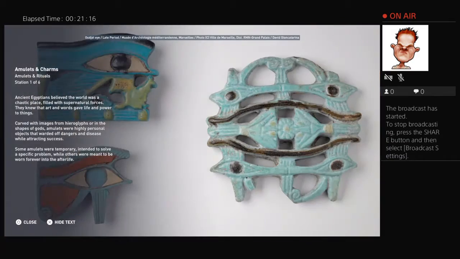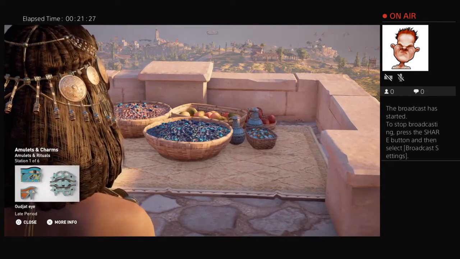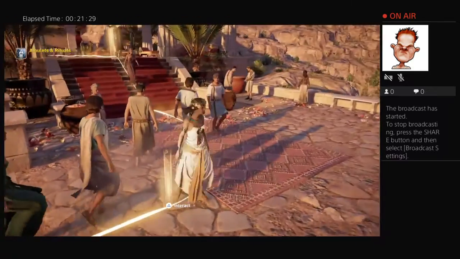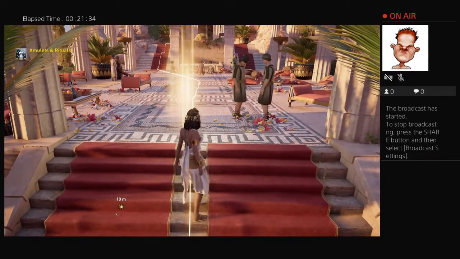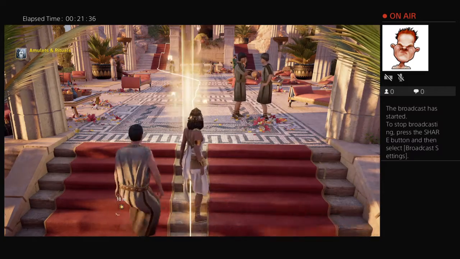Ancient Egyptians believed the world was a chaotic place, filled with supernatural forces. They knew that art and words gave life and power to things. Carved with images from hieroglyphs or in the shapes of gods, amulets were highly personal objects that warded off dangers and disease while attracting success.